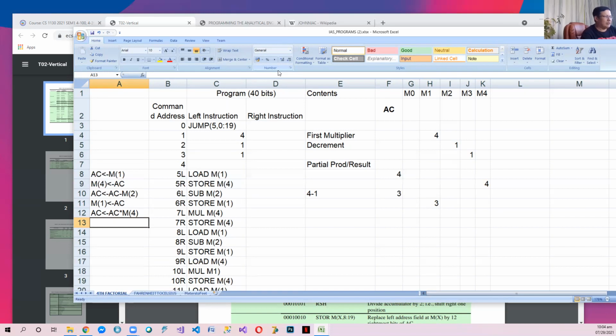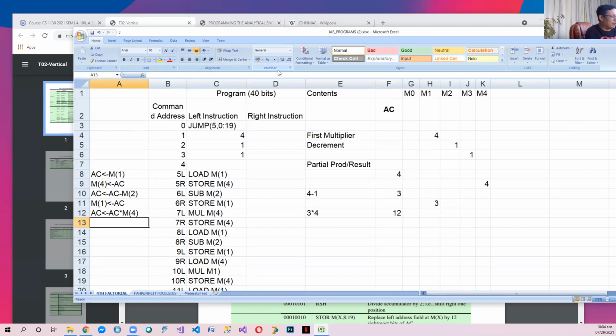So anyway, let's resume now. So mul M4 means multiply the accumulator with its current value. Do you follow? So the current value of the accumulator is 3. Okay, and the M4 is 4. So that's 3 times 4. Okay, the result will be 12. Do we follow? And we store M4.